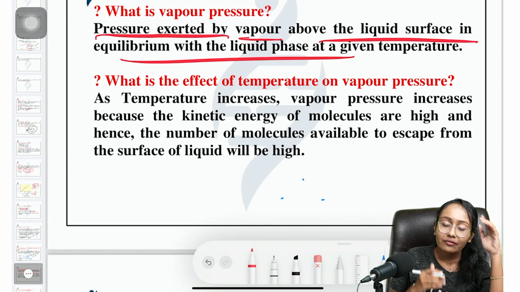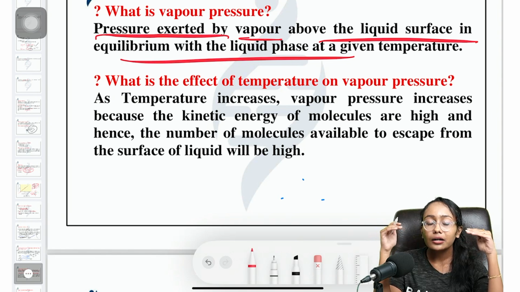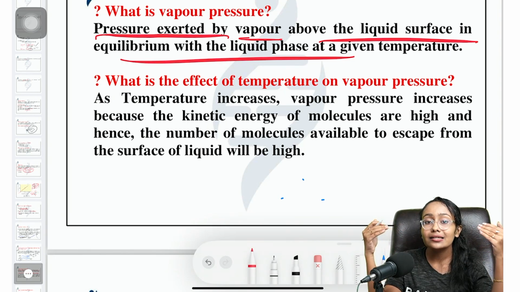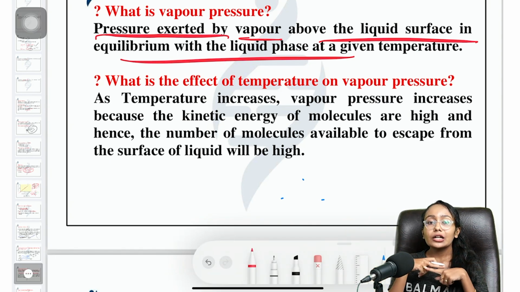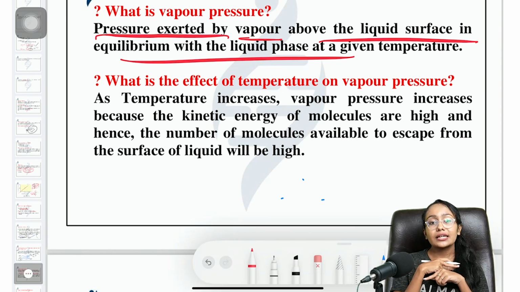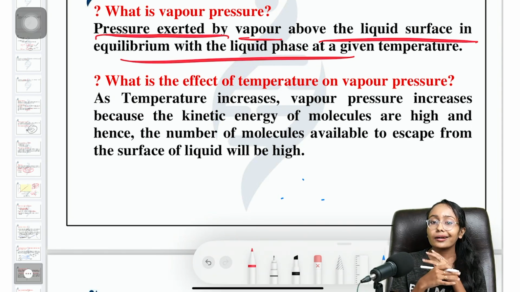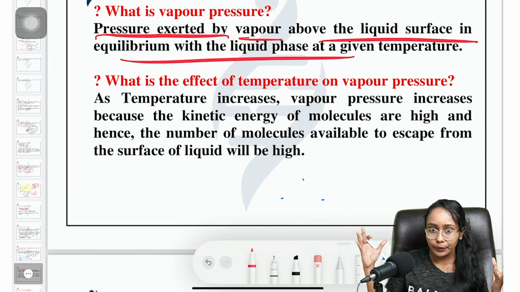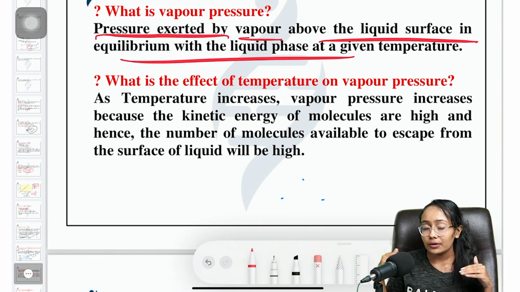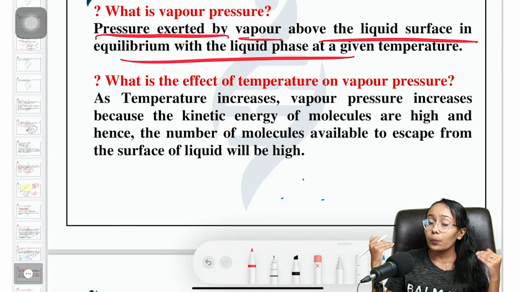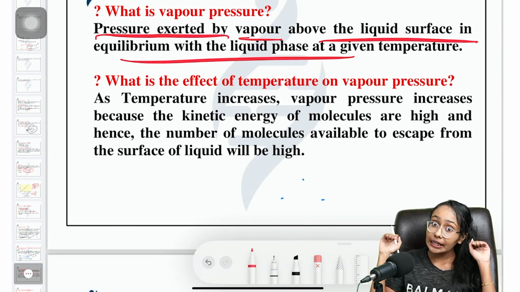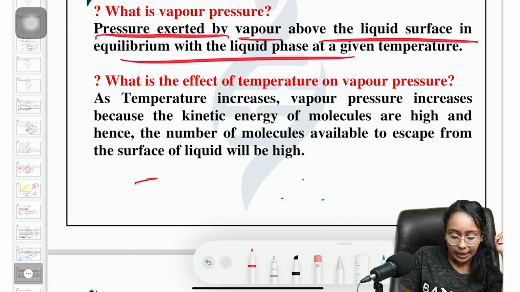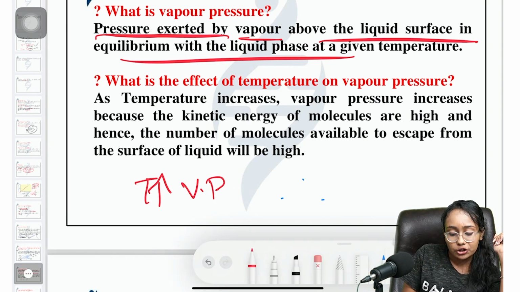Okay, what will happen when temperature increases? The volatile liquid has a greater tendency to escape. Means vapor pressure increases. When temperature increases, the molecules of the volatile liquid have higher kinetic energy, and the molecules will be running, and they have a higher tendency to leave the surface of the liquid or leave the container. They have a high escaping tendency. So as temperature increases, the vapor pressure of volatile liquids increases.